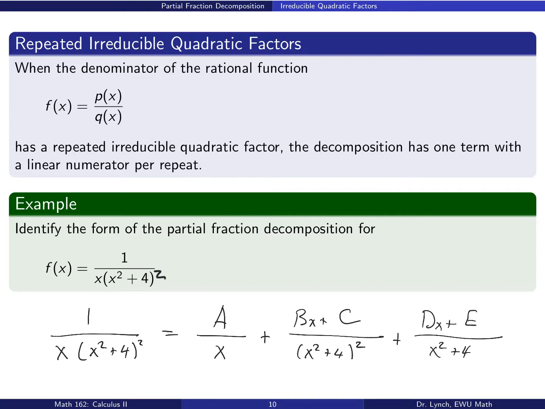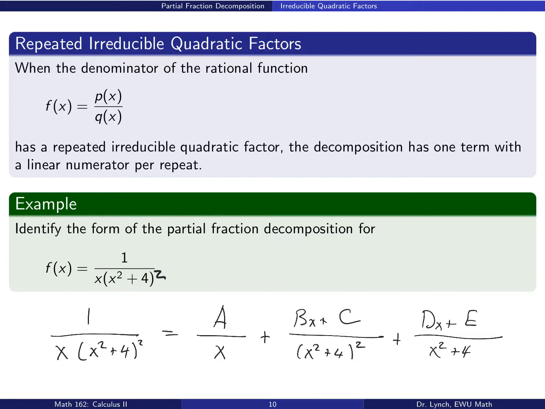1 over x times x squared plus 4 all squared has form a over x plus bx plus c divided by x squared plus 4 all squared plus dx plus e over x squared plus 4. So again, the one term corresponding to our simple factor and the two separate terms per repeat with a linear or first order polynomial in the numerator. As you can imagine, this gets really, really messy, really, really fast. I won't ever ask you to do this, but you should know that this is what that decomposition looks like.